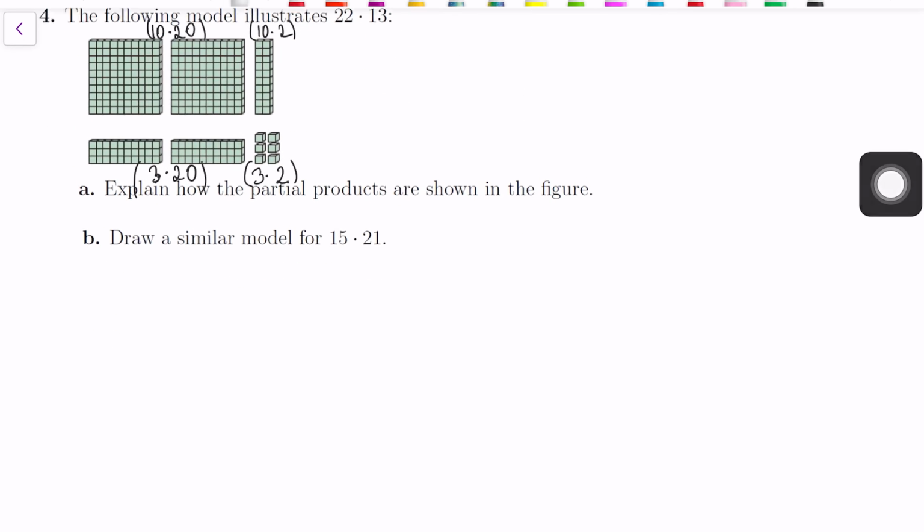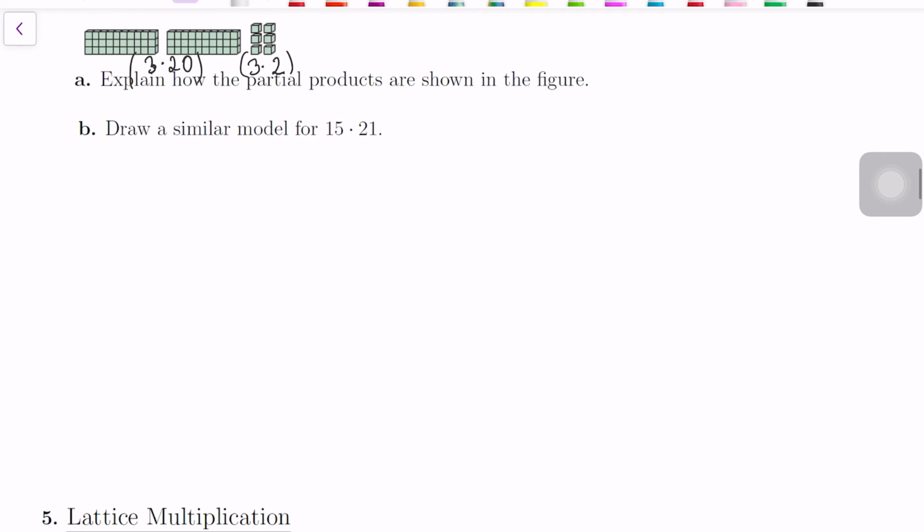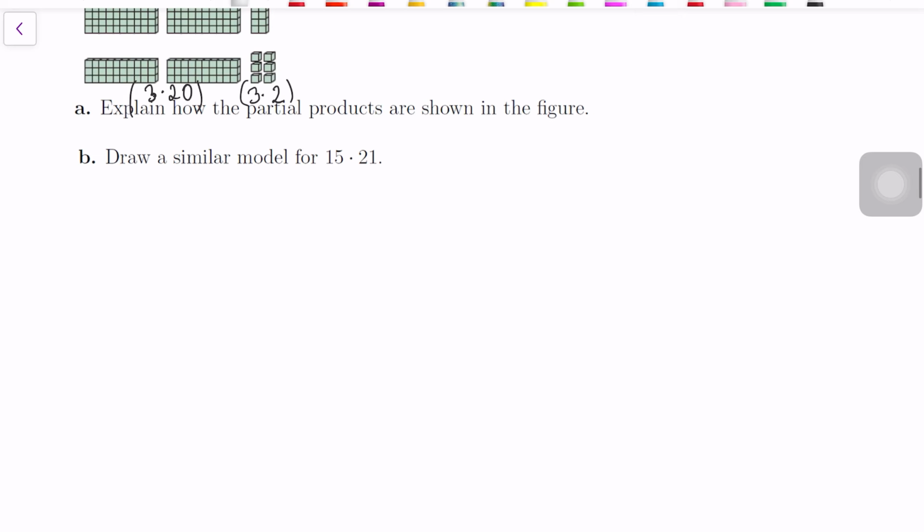So I hope you saw it. Let's draw a similar model for 15 times 21, and then it's up to us. Do we put 15 and multiply it by 21, or 21 and multiply it by 15? It really shouldn't make a difference. So I'm going to put the bigger number. I think it's always easier, and then I'm going to be copying it. But you could have put 15. I'm going to put 2 longs and 1 unit. That's 21.